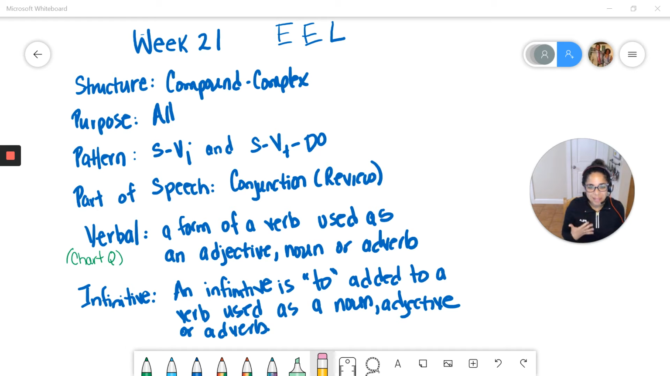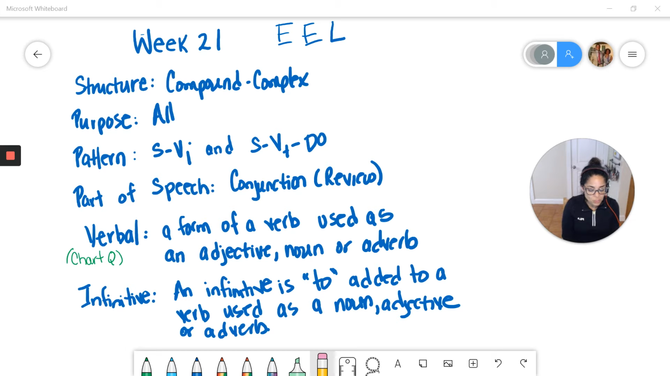Everyone, hoping that you can see my scratch pad here where I wrote out what we're going to be doing this week. Our structure is the compound complex structure, which is two independent clauses and one dependent clause. I should say it's at least two independent clauses and at least one dependent clause. Our purpose is, we're going to go over every purpose, nothing specific this week. Our patterns are SVI and SVTDO.